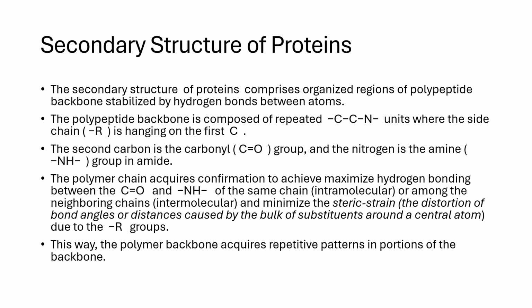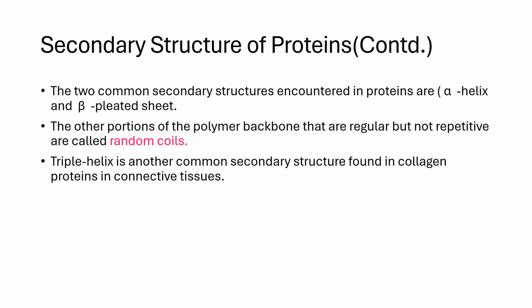All right, so understand that eventually what secondary structure of protein is aiming at is to minimize the steric strain, the distortion of bond angles. This is why the polymer backbone acquires repetitive patterns in portions of the backbone to minimize the steric strain. The two common secondary structures encountered in proteins are alpha helix and beta pleated sheet. Very important. Alpha helix and beta pleated sheets are questions that are usually asked on the MCAT, so you will have to remember them. Other portions of polymer backbone that are regular but not repetitive are called random coils.